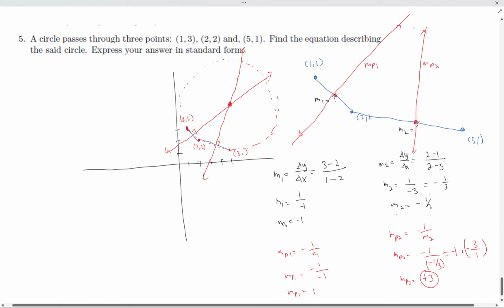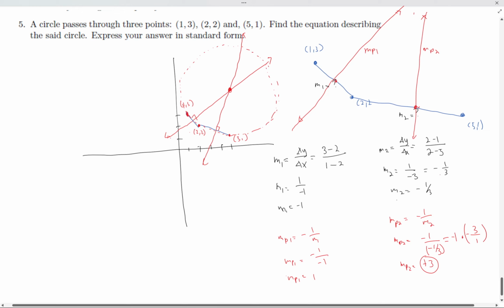Now we have the two slopes. Now we need a certain point that we know our lines would pass through. That could be the center, but at this point the center is unknown. So what are the known points available to us? Since these two lines are perpendicular bisectors, they must pass through the middle of the line segments. When you say middle of line segments, it's basically their midpoints.